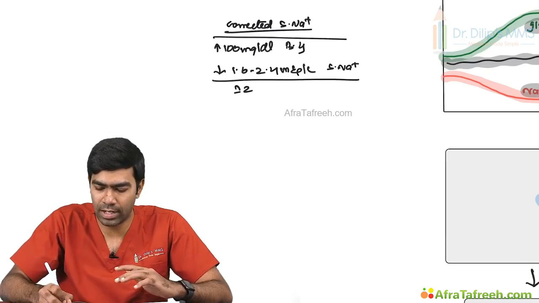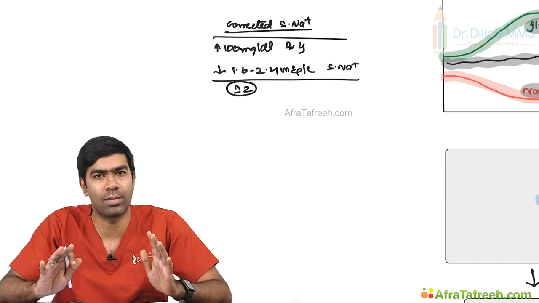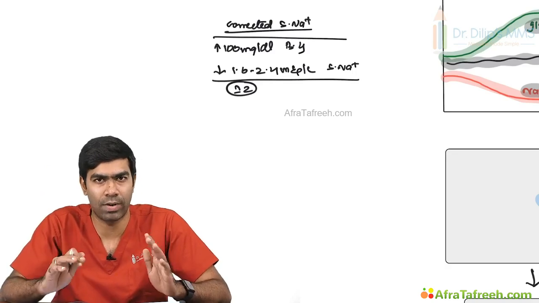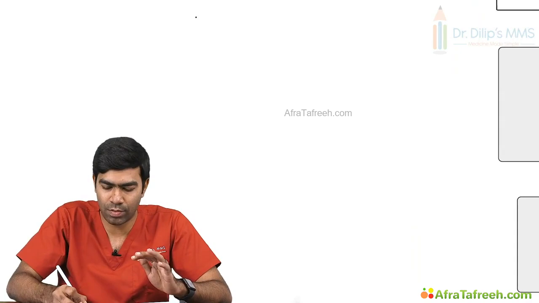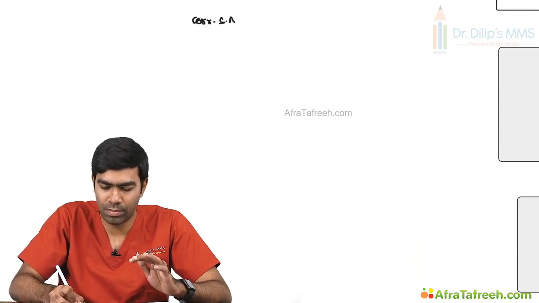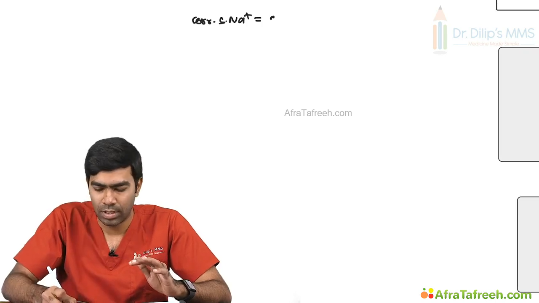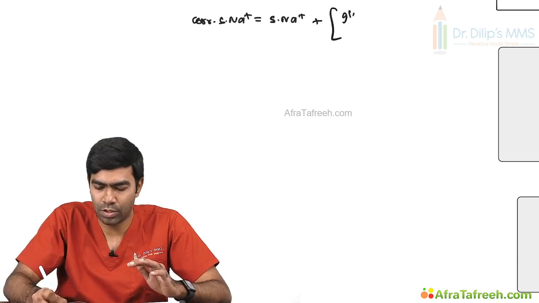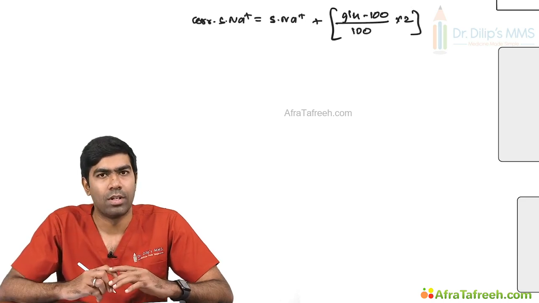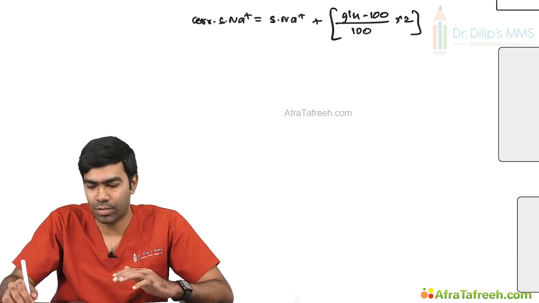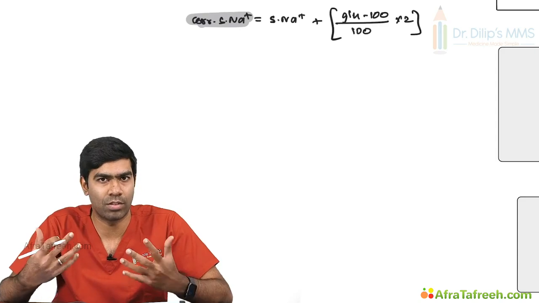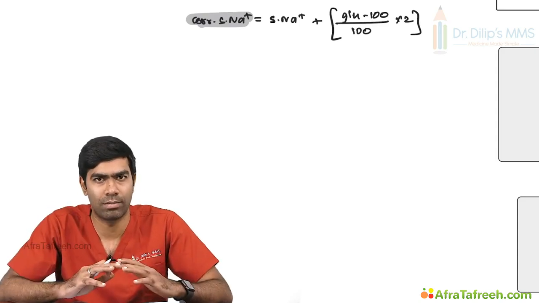So approximately I can take it as a value of 2 that serum sodium is going to drop for every 100 milligram per deciliter rise in blood glucose beyond a normal value of 100. So you can give it in equation form. Corrected serum sodium is equal to the serum sodium measured by the machine plus (blood glucose minus 100) divided by 100, multiplied by 2. So what is the idea behind this corrected sodium? The corrected sodium will give you the sodium value that the patient would have if the glucose was normal. That's the idea.